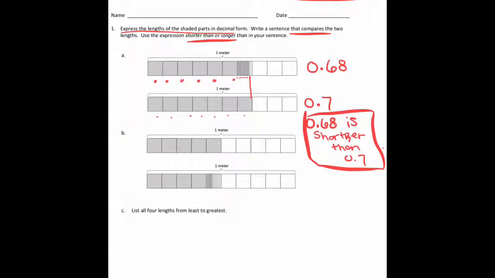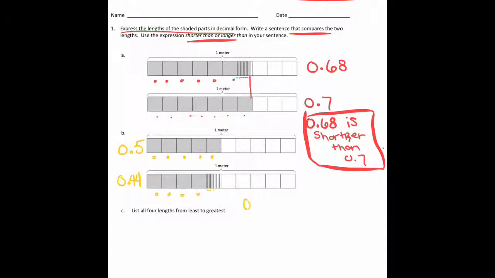Okay, on this second one, we need to count the tenths. So we have 1, 2, 3, 4, 5 tenths. So that's just going to be 0.5. And here we have tenths and hundredths. So 1, 2, 3, 4 tenths. And then it looks like 4 hundredths. So I'm going to say 0.44.